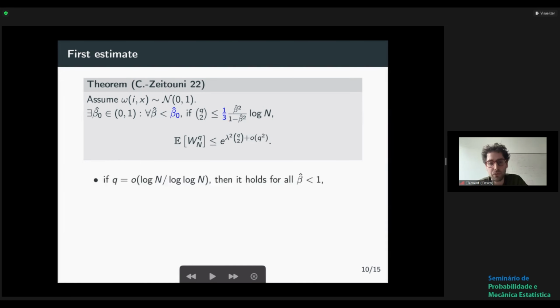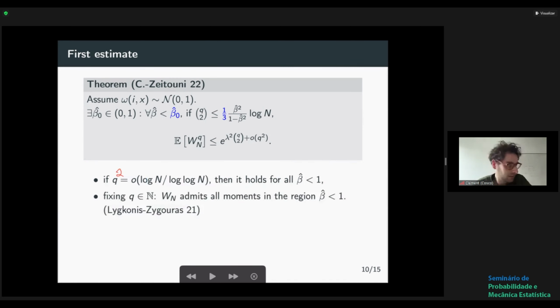And what we could do if q squared was a bit smaller, log n over log, sorry, if q squared was a bit smaller, then we could obtain it for a beta hat. And let me also cite another result, which was that if q is fixed, then this is of order 1. So in fact, it tells that the Wn has all finite moments in this region, which was not that obvious.